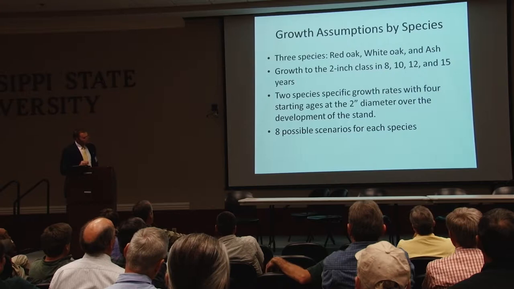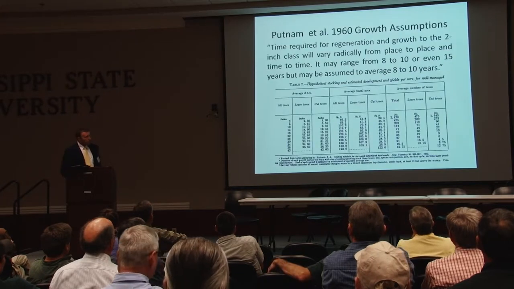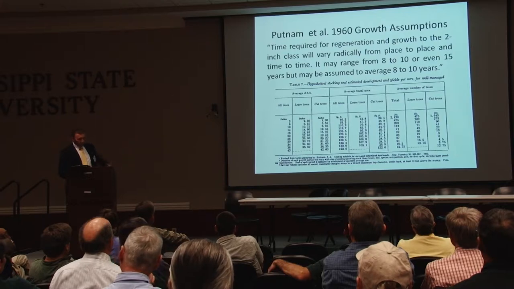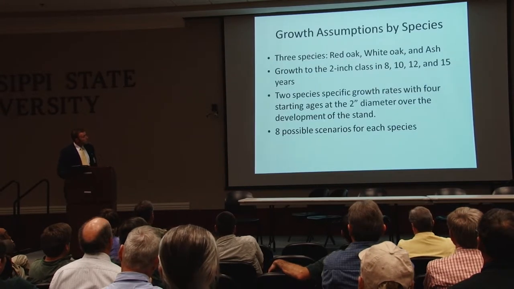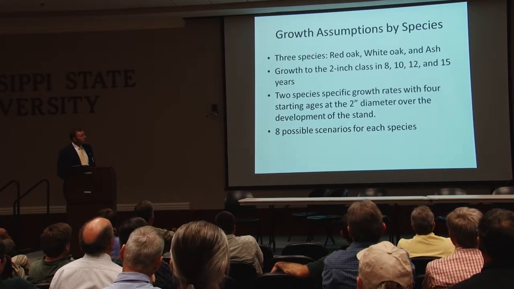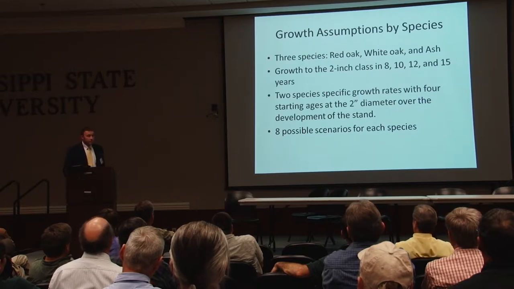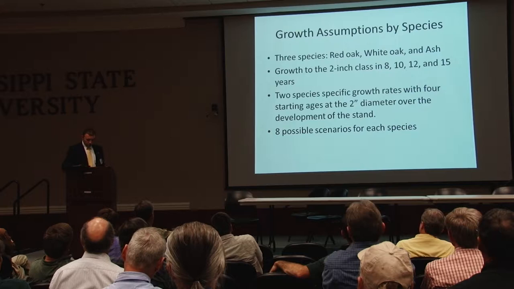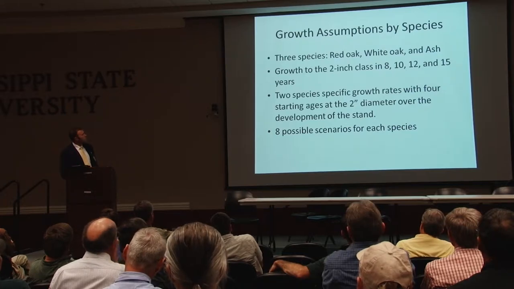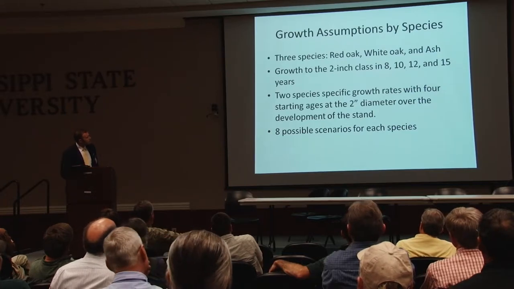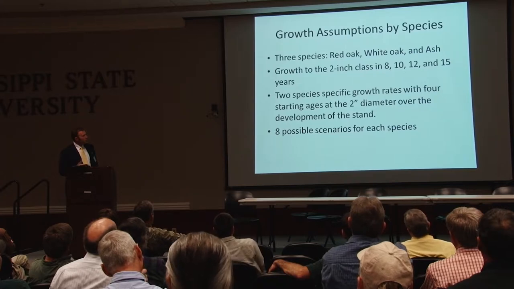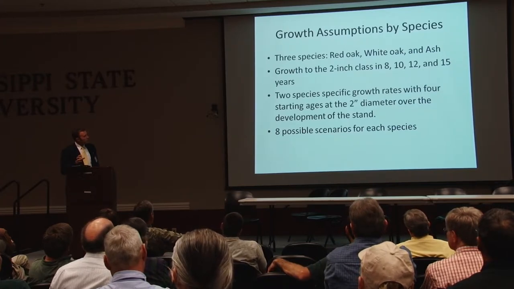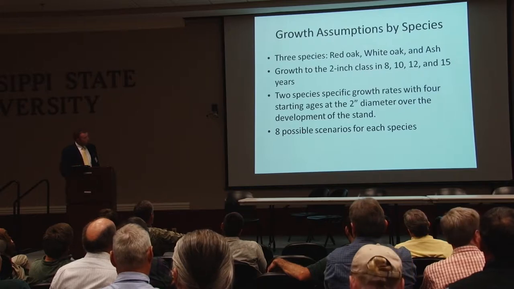And Putnam doesn't indicate in this table how long it takes from a generation to reach the 2-inch diameter class. In the text of his publication, he indicates that it could take anywhere from 8, 10, 12, to 15 years. So in our analysis, we'll look at evaluation for each one of those: 8, 10, 12, 15 years. So that essentially results in 8 possible scenarios for each species, because we're also going to look at the managed growth rate versus the unmanaged growth rate.